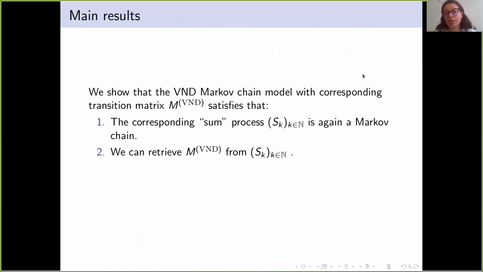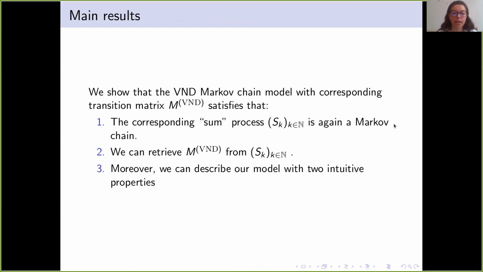In the main results of this paper, you will see that if we have that this matrix is from this VND Markov chain model, then the corresponding sum process is again a Markov chain, and we can retrieve completely this matrix. That includes, of course, the dependencies between the individual channels and the dynamics of the whole system from the matrix of the sum. Moreover, we can describe our model with two very intuitive properties, because, of course, if you are talking to experimentalists, then this model may seem a little bit abstract.